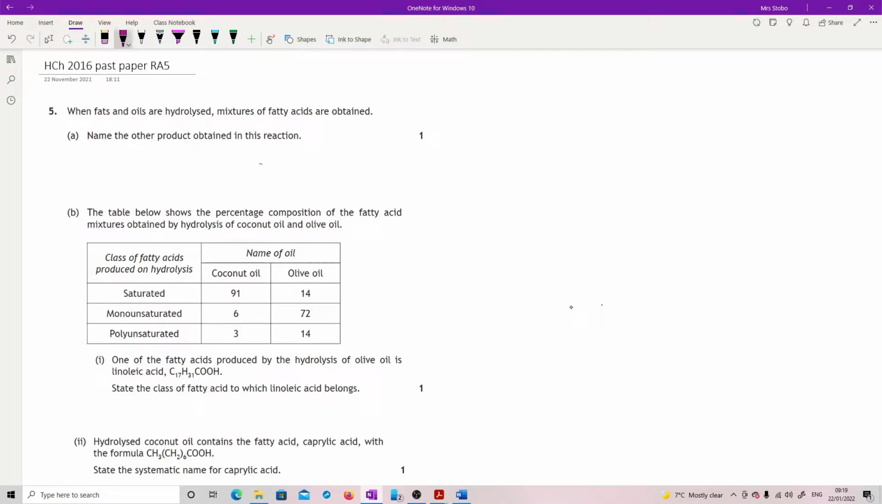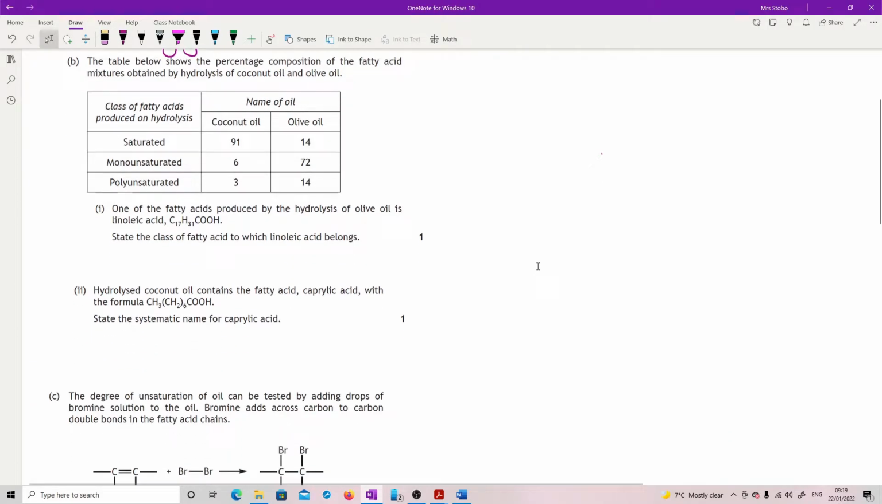Hydrolyzed mixture. Question 5. When fats and oils are hydrolyzed, mixtures of fatty acids are obtained. Name the other product obtained in this reaction. Okay, so we need to know what happens with fats and oils. Fats and oils all have the same basic structure. We have basically got this, and they're asking what is that, because these are the fatty acids you break here. So what we're looking at is propane-1,2,3-triol, or glycerol. Glycerol is probably the easier one to write down.